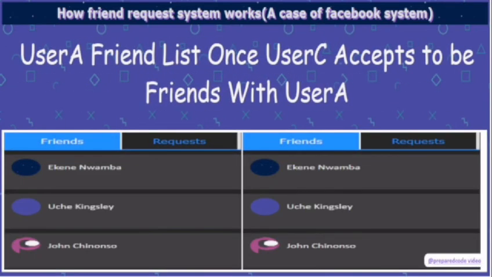Now, once user C accepts to be friends with user A, user A can see user C as a friend in his or her friend list. Remember that our user C is Ekene Nwamba, and Ekene Nwamba has accepted to be friends with user A, which is Chijioke Francis. Now user A can see Ekene Nwamba as a friend in his friend list. But what if user C declines to be friends with user A? What happens? Remember, I will say declining, not blocking user A, but just rejecting to be friends.